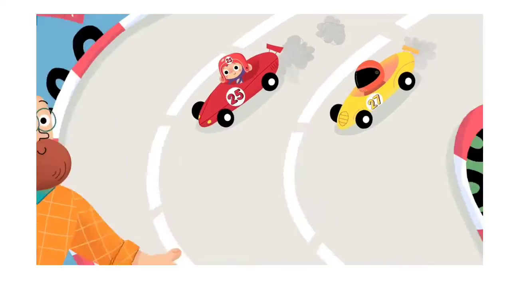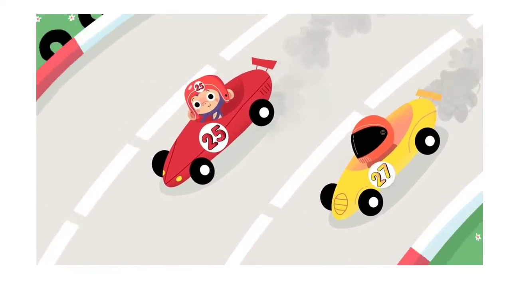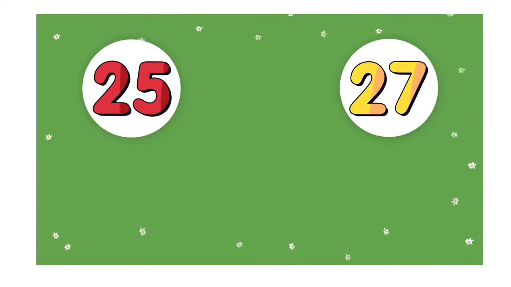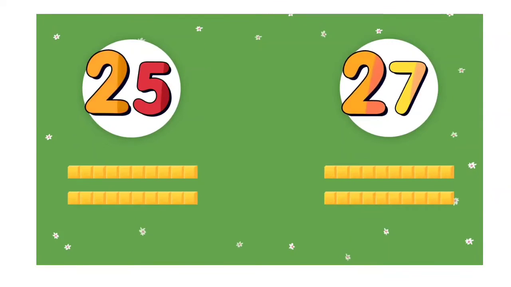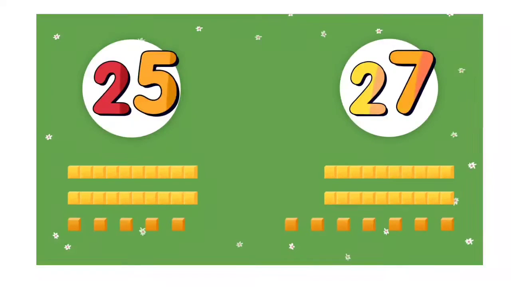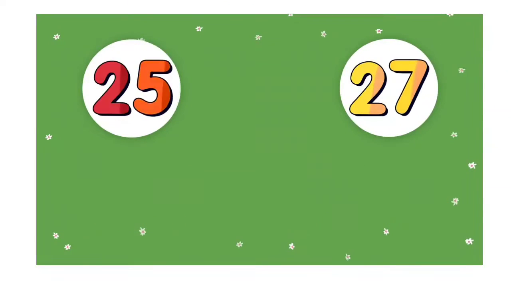Whoa, look! There's another car with a new number. Is that number greater than 25? Well, first we can look at the largest place, which are the numbers on the far left. They're the same. They're both 2. That's okay. If the tens place is the same, then we can just compare the ones place. See? We can compare using place value.